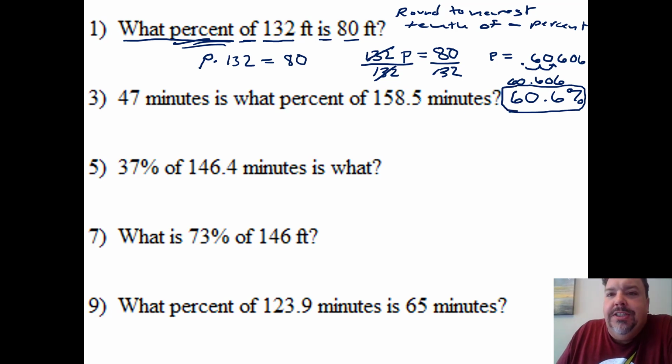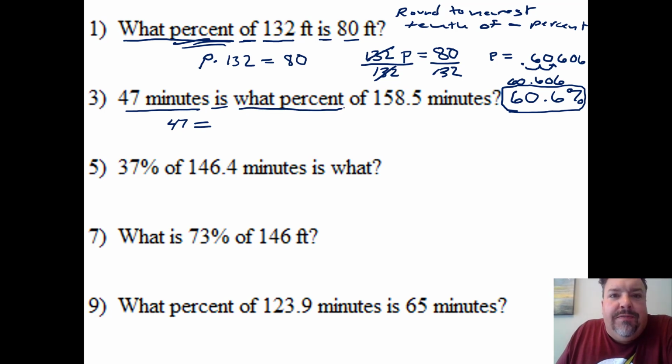So there is our answer for number 1, 60.6%. Number 3, here it says 47 minutes. Okay, so 47, that's a number. We're going to write that down. Minutes, those are just units. We can ignore that. Then we come across the word is. What does is mean? It means equals. So we go ahead and write equals down.